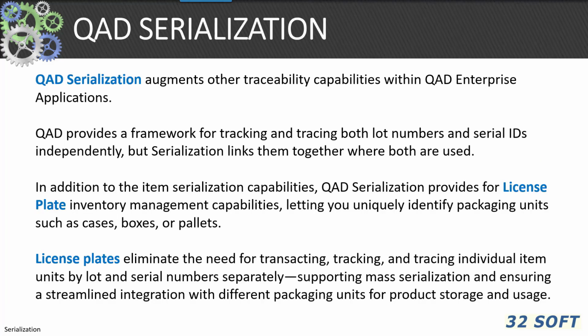Just a quick word about QAD's new serialization functionality. There's a tight integration between serialization and production orders. This augments the already in place functions of lot trace. It links together serial numbers into what is commonly called a license plate, where you can track the license plate in terms of materials, movement, and that one barcode will bring with it all of the sub activities on a pallet or a box.